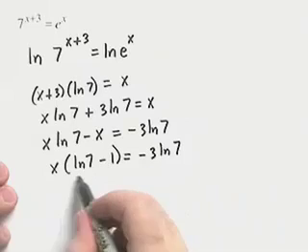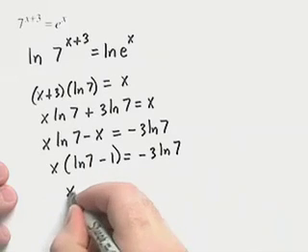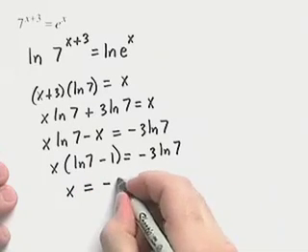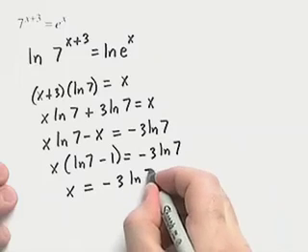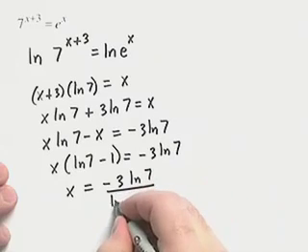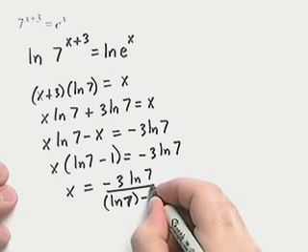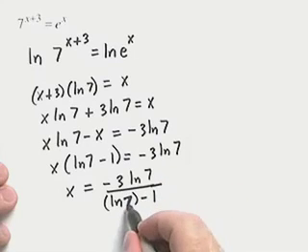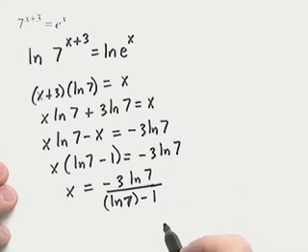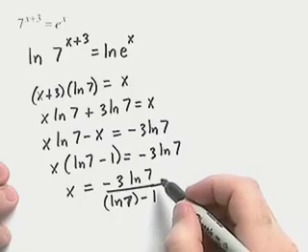We're going to divide both sides by this quantity in parentheses. So we'll have x is equal to negative 3 times the natural log of 7, over the natural log of 7, and we'll put that in parentheses, minus 1. We put that in parentheses to make sure we're clear that the minus 1 is separate from the logarithm. Now this is an exact answer.